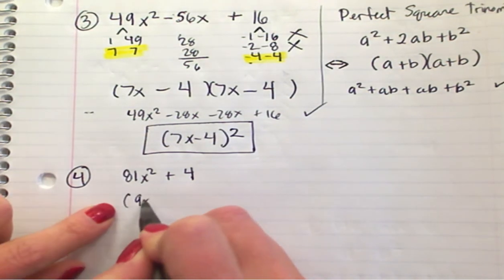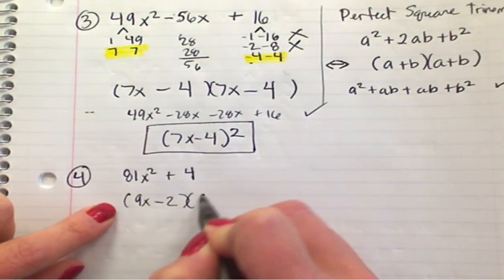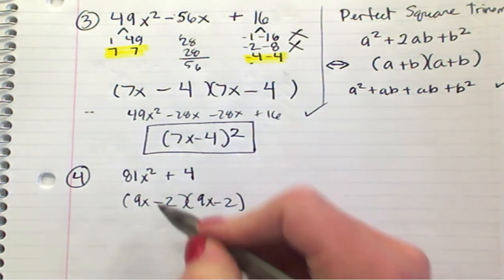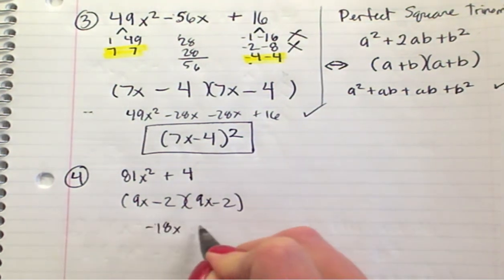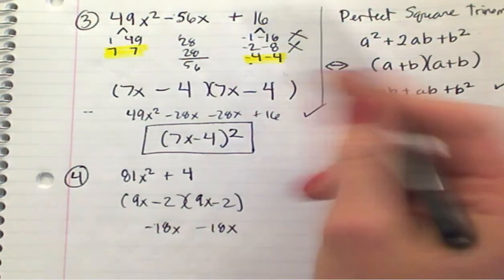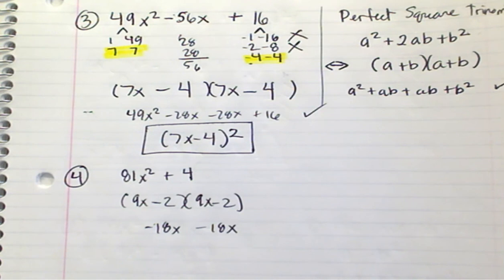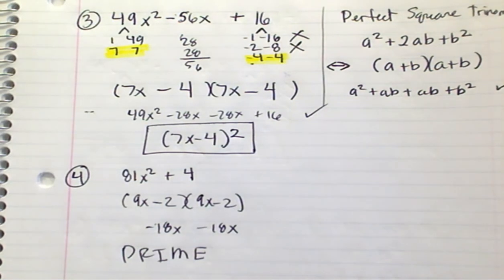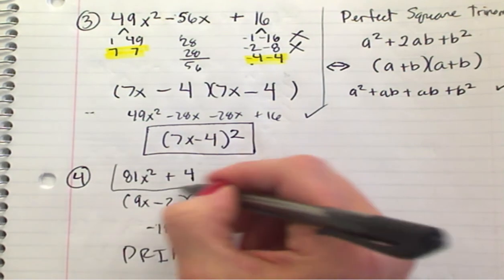Okay? You might be thinking this. You're like, oh. Does it check? Does your inner and your outer add to 0? No, it adds to negative 36. So, it's not a perfect square trinomial. It's called prime. Prime means it does not factor. One and itself. This is it.